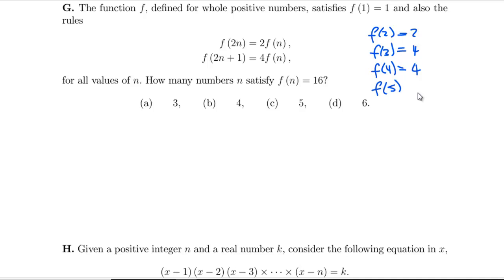F of 5, I don't know if I really want to do all of these. I don't even know what the question is yet. I'm just getting a handle on the series. F of 5 is going to be 4 times f of 2, so that'll be f of 8. Right, okay. So how many numbers satisfy fn equals 16?